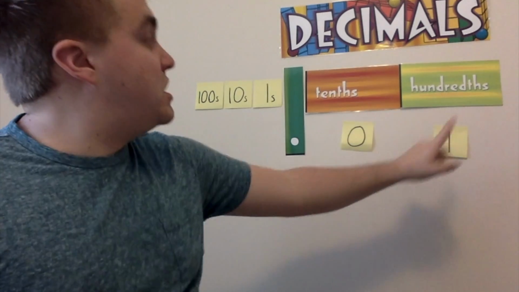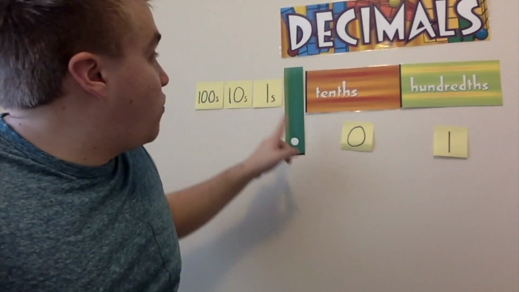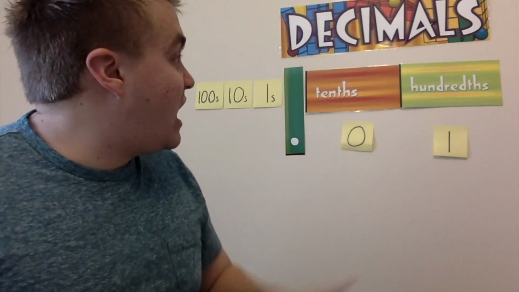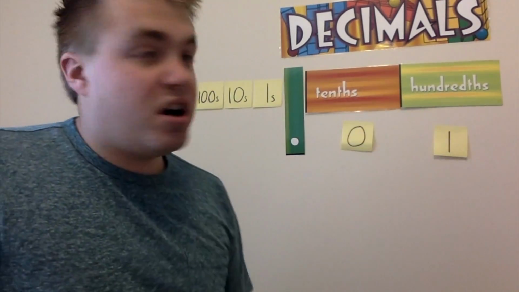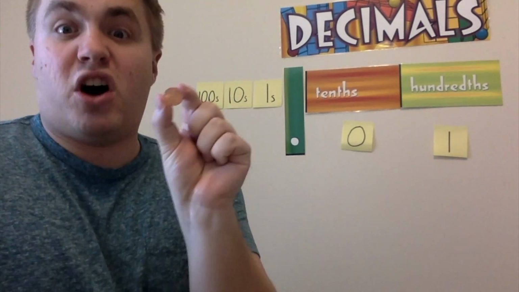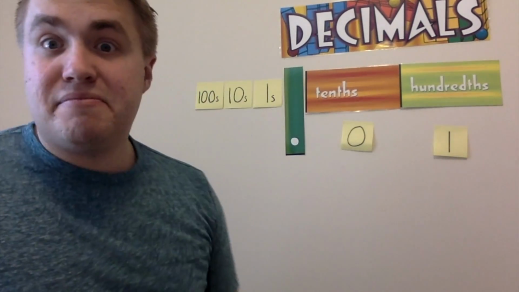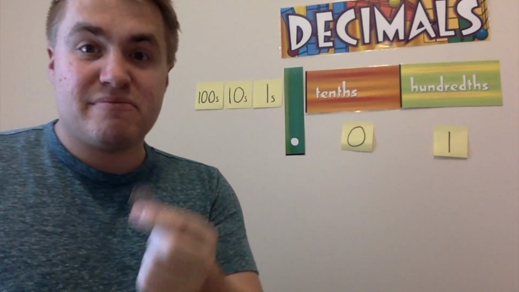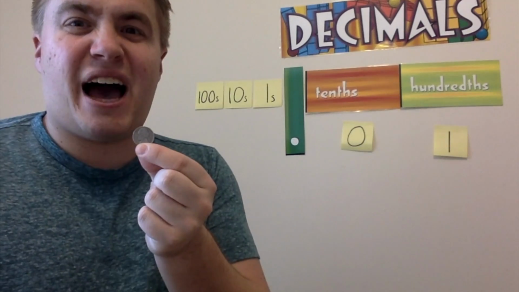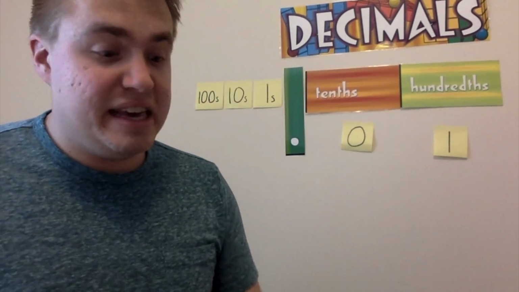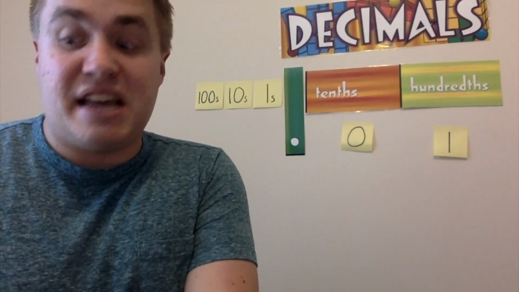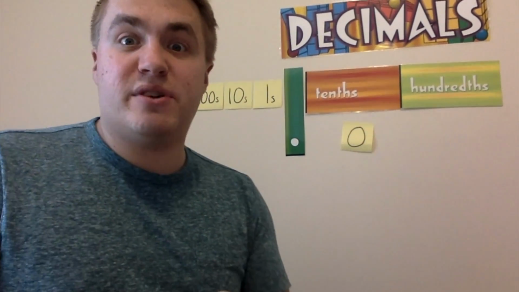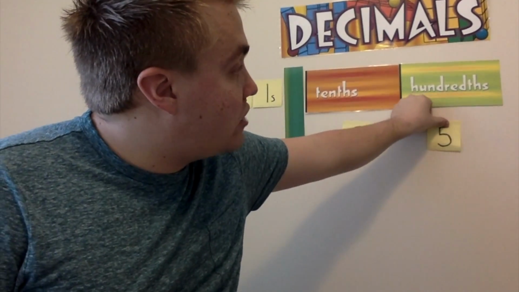I did have my $1 bill here, my 1 ones, 0 tenths, and 0 hundredths, but now when I have my penny, I have 0 tenths and 1/100th, right? Because if I have 100 of these, that does equal $1. Moving from a penny now to a nickel, I know that a nickel equals 5 cents. 5 pennies equals a nickel. Therefore, I just want to change my 1/100th, which my penny was, to 5/100ths.